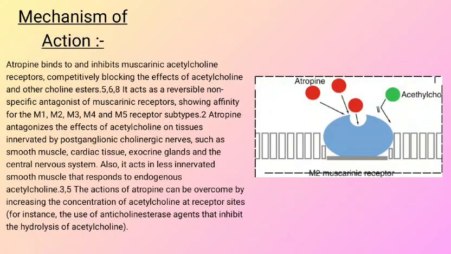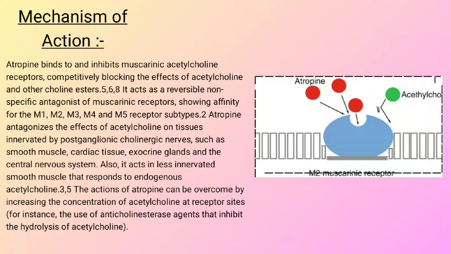Now let's see the mechanism of action. Atropine binds to and inhibits muscarinic acetylcholine receptors, competitively blocking the effect of acetylcholine and other choline esters. It acts as a reversible non-specific antagonist of muscarinic receptors, showing affinity for the M1, M2, M3, M4 and M5 receptors. Atropine antagonizes the effect of acetylcholine on tissues innervated by postganglionic cholinergic nerves such as smooth muscle, cardiac tissue, exocrine gland and the central nervous system.